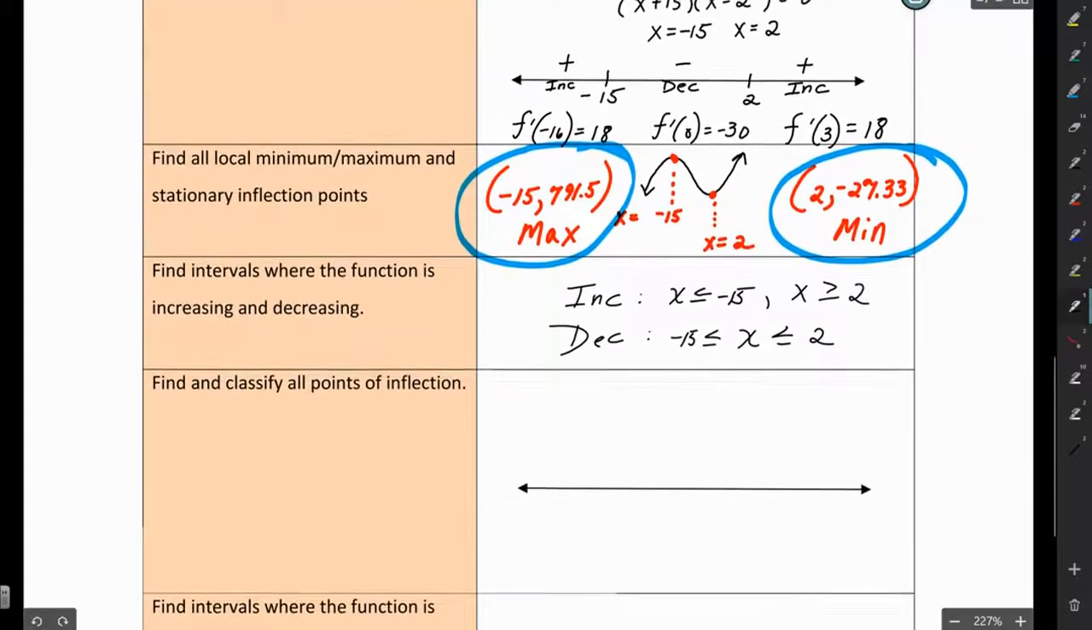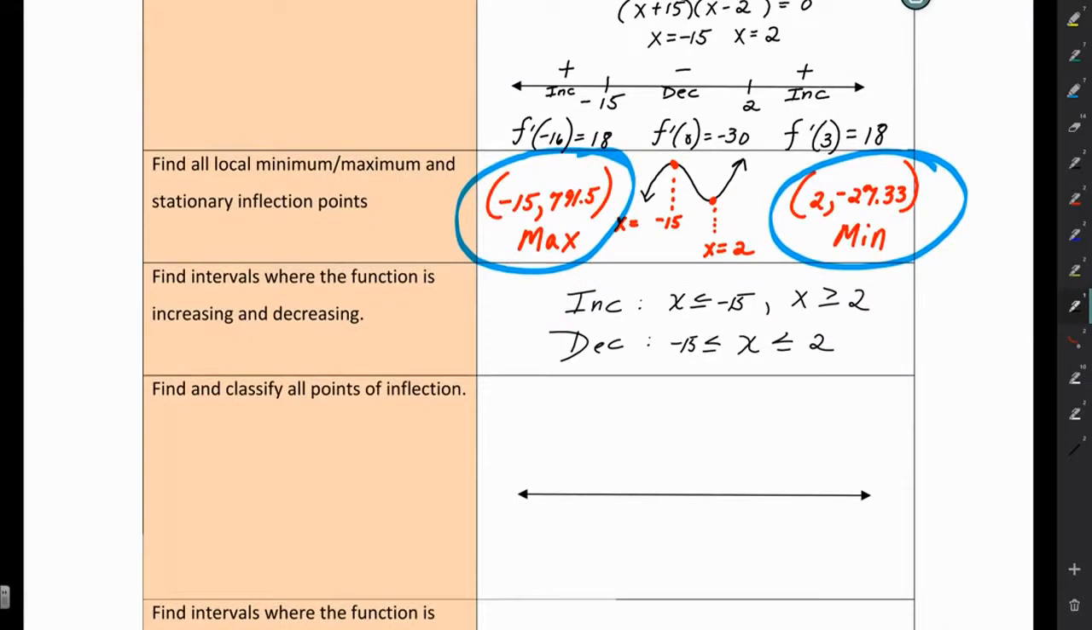Now, if you notice, we didn't see any stationary points of inflection. We have a maximum and a minimum. We don't have any situation where we went negative, negative, or positive, positive. So we know we don't have to concern ourselves with any stationary inflection points.